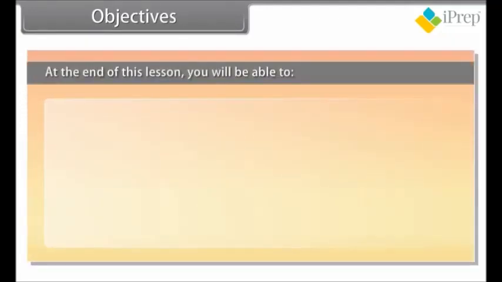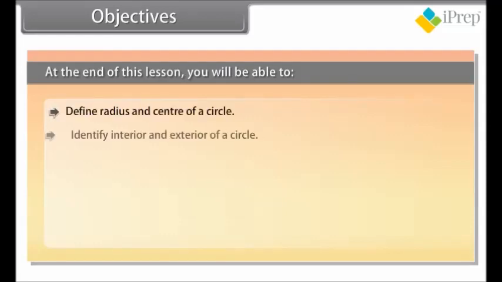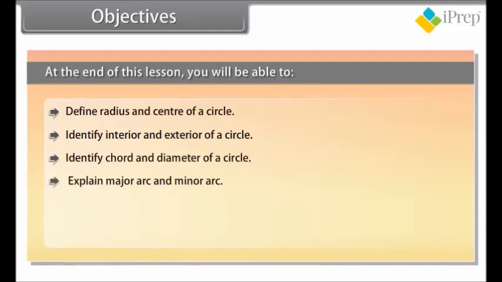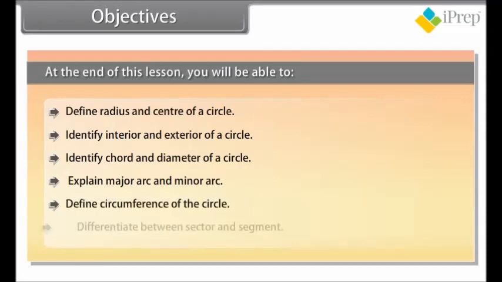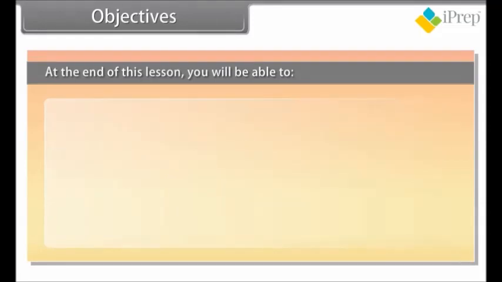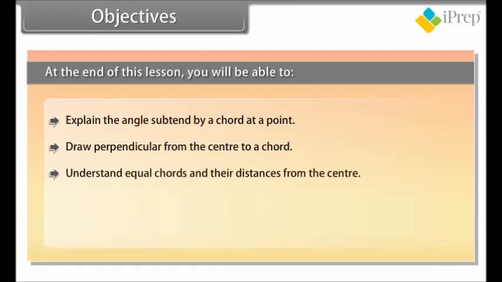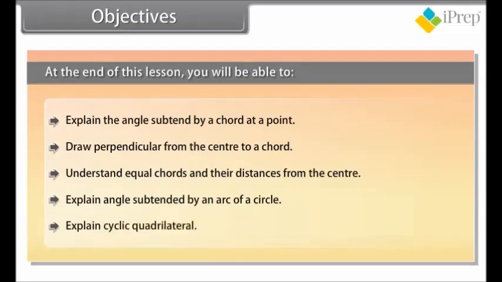Objectives. At the end of this lesson, you will be able to define radius and center of a circle, identify interior and exterior of a circle, identify chord and diameter of a circle, explain major arc and minor arc, define circumference of the circle, differentiate between sector and segment, explain the angle subtended by a chord at a point, draw perpendicular from the center to a chord, understand equal chords and their distances from the center, explain angle subtended by an arc of a circle, explain cyclic quadrilateral.